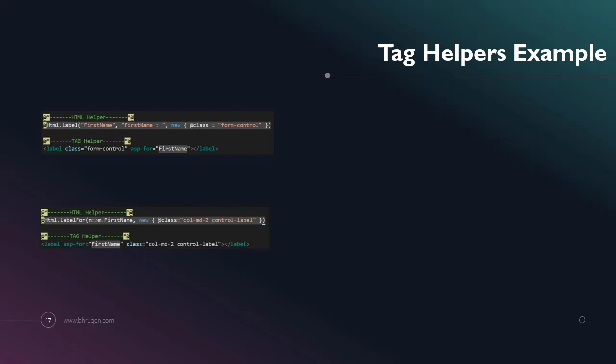Also, I want to show you a few similarities that we have between the HTML helpers and tag helpers. Both HTML helpers and tag helpers perform the same functionality. But here you can see that the label tag is not so HTML friendly for the HTML helper. But when you use a tag helper, you'll be using the same label tag, class attributes. All you have to do is add asp-for tag helper.